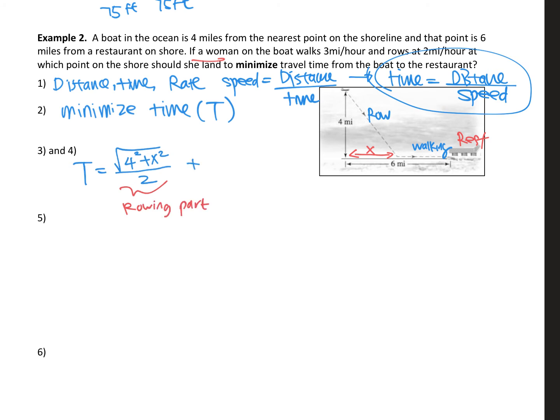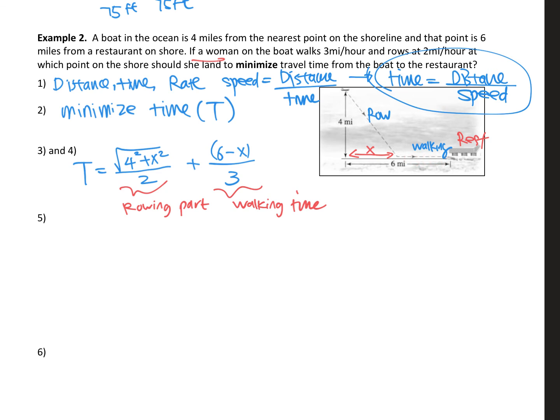And then plus how much time is it going to take her to walk? Well, she's going to walk this much. If the entire thing is 6 miles and this is x, this is basically 6 minus x miles, right? So I'm going to write 6 minus x miles, that's the distance, over she can walk 3 miles an hour. So I'm going to put 3 there. So this second part of the equation is the walking time. So it's a little bit more involved because there are 2 portions that are slightly different. So I just put that as time it takes to row, and then this is time it takes to walk. This is x, so walking distance is not 6, it's not x, it's 6 minus x.